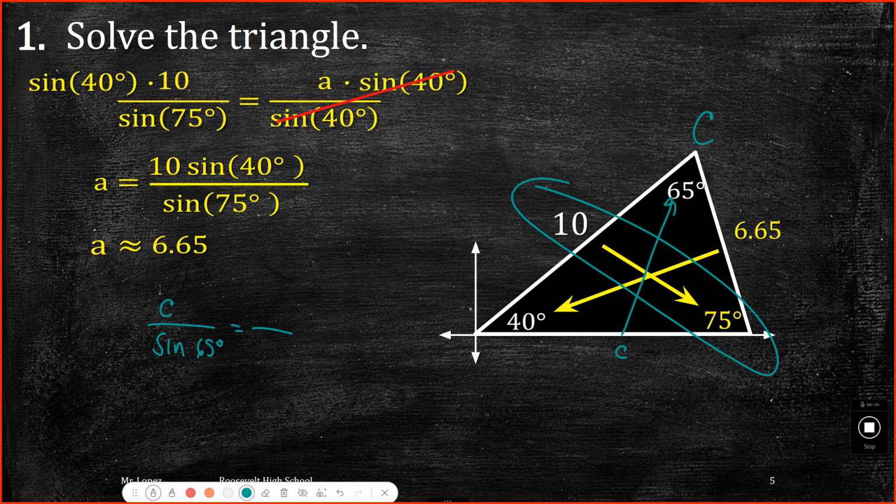So I'm going to go 10 over sine 75, and then times both sides by sine 65 degrees. Then it's all calculator work, and that would be it. Get your calculators, give me an answer. What would it be? 10 times sine 65, get an answer, then divide that by sine 75. 9.38.